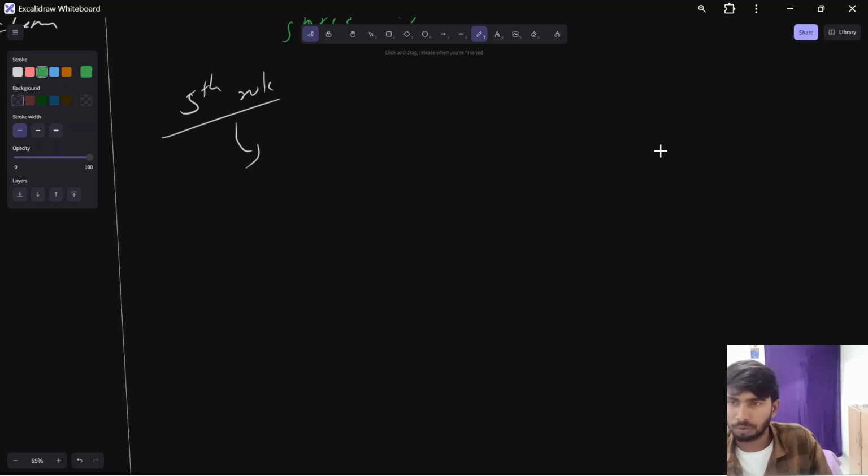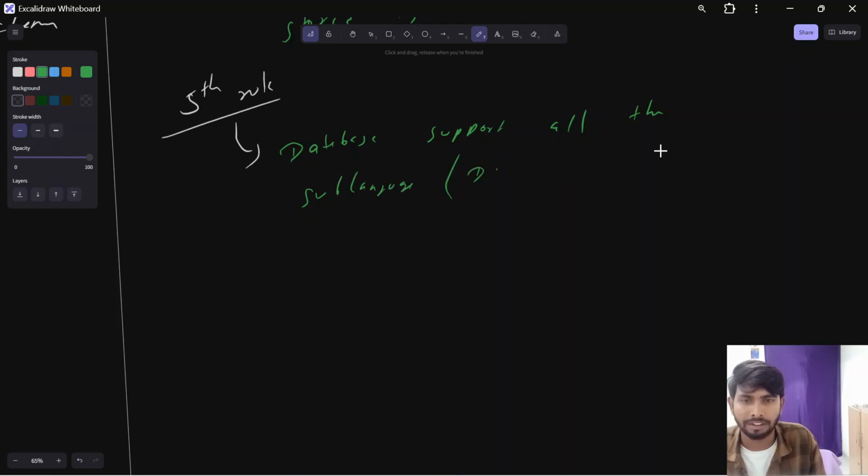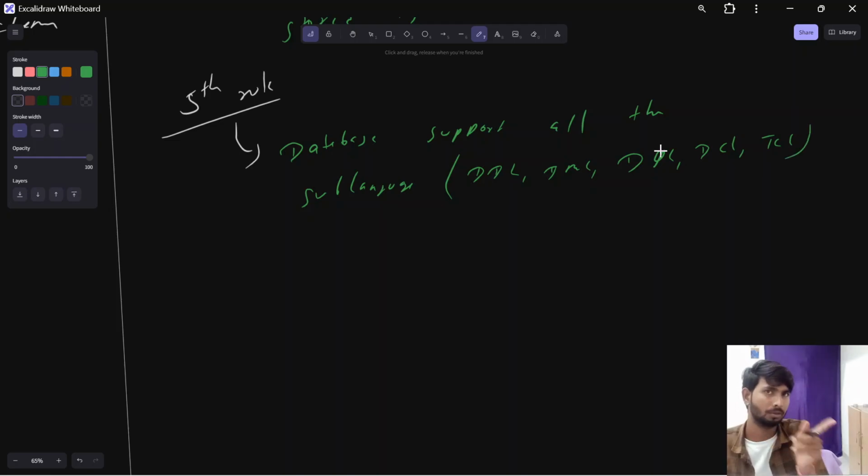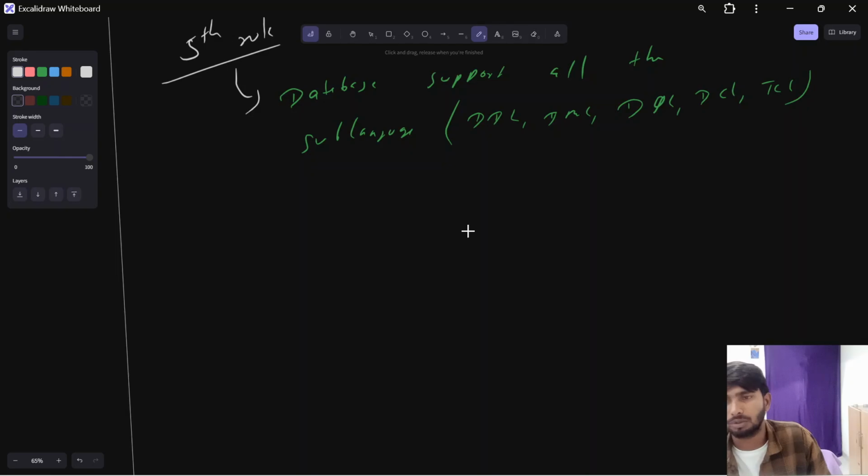Fifth rule. Now we have the fifth rule. Database supports all the sub-languages like DDL, DML, DQL, DCL and TCL. These are the sub-languages of SQL. Okay, we'll learn SQL later in this series. The database supports all the sub-languages. Okay, fifth rule. Now we have the sixth rule.